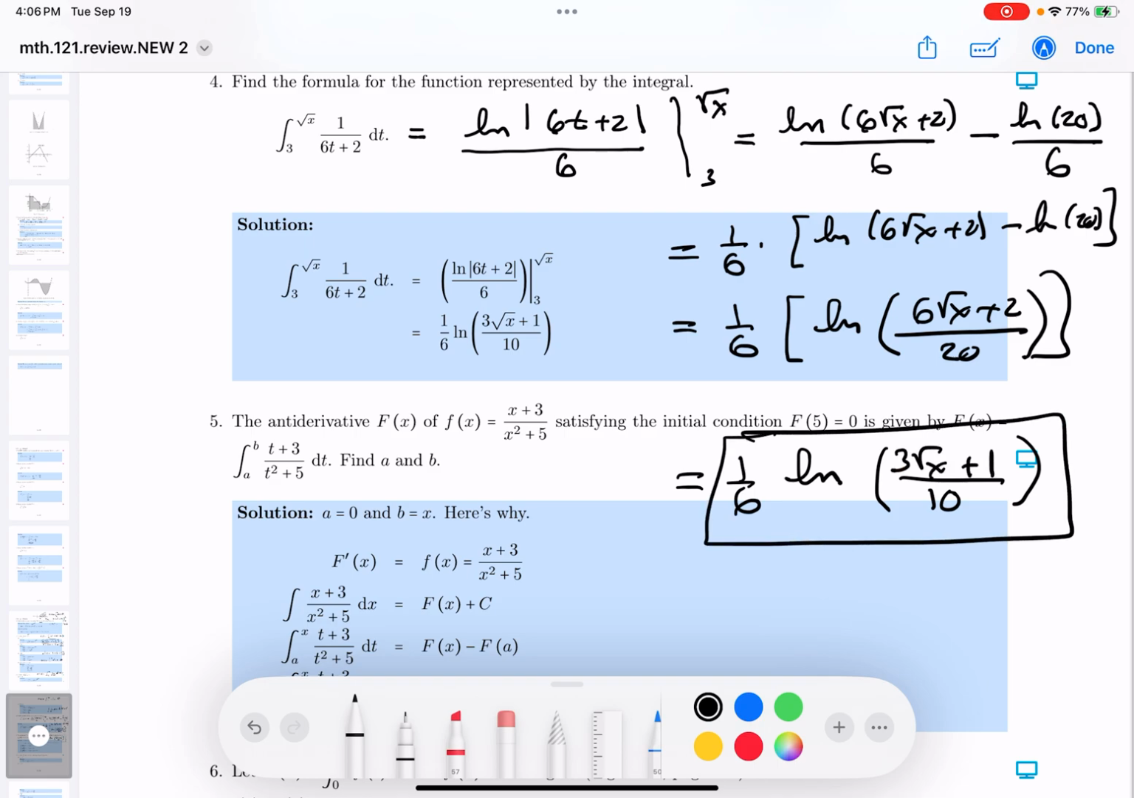Final answer. Let's look at the key, though, and see if they got their final answer. What did they get? 1/6. I do see that. The natural log. I do see 3x plus 1, and I do see the 10. By the way, I do also see the evaluations as well. What I'm not seeing is the work or the talk through the work.